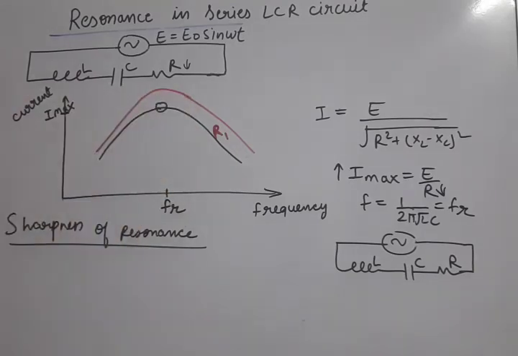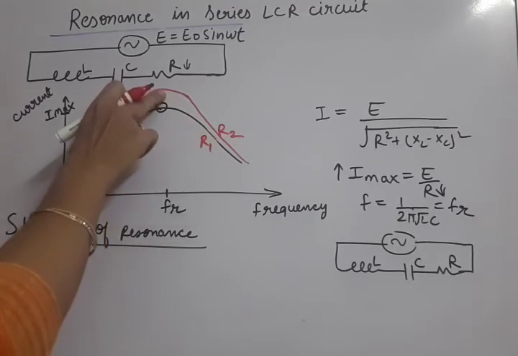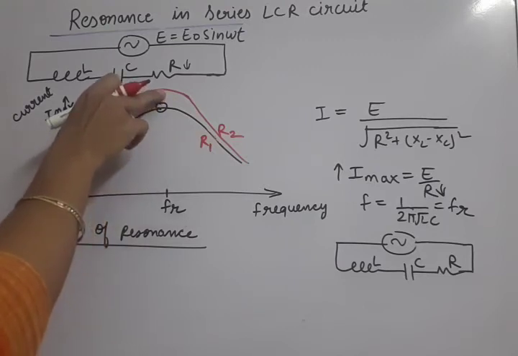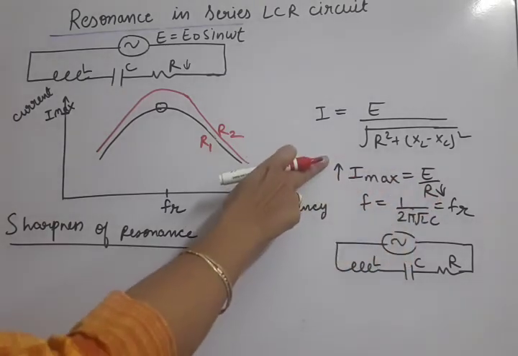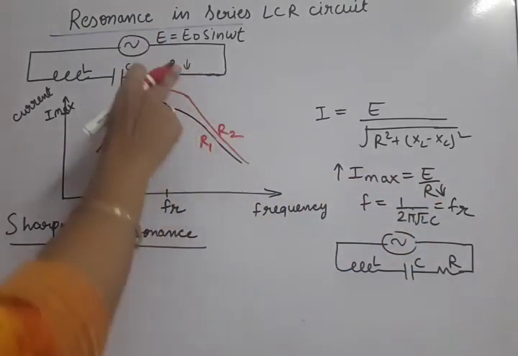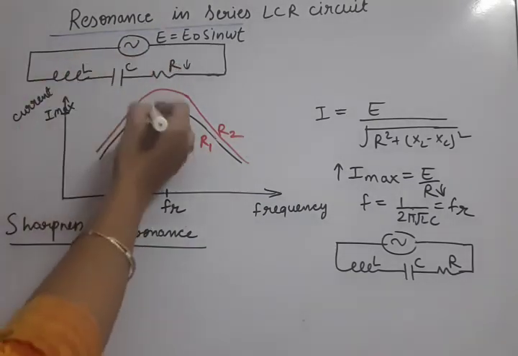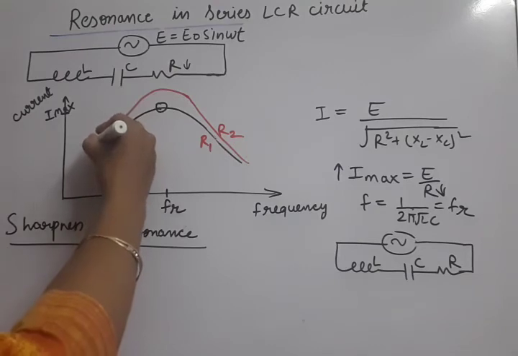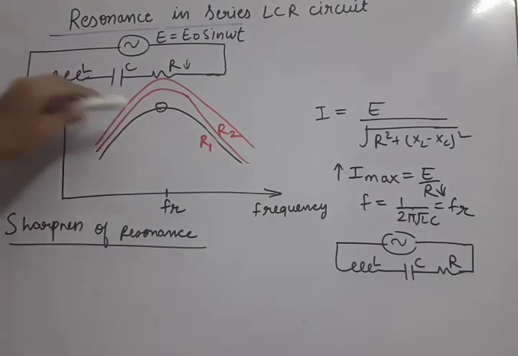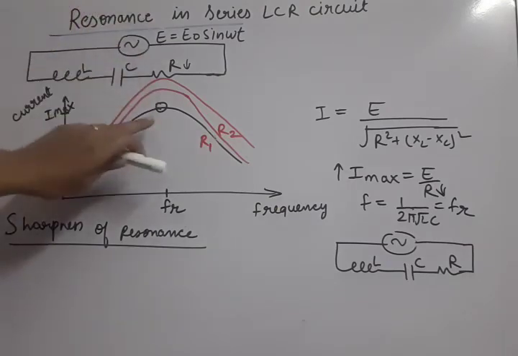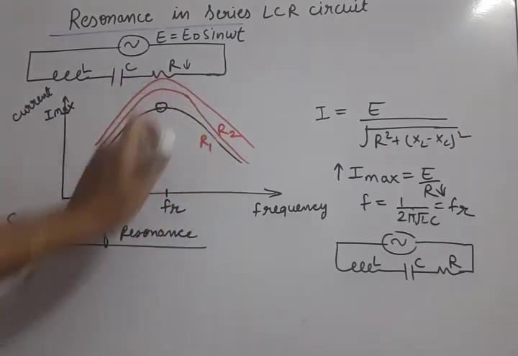Let me make it better. So this graph has become sharp. You can see here what I have done. I have reduced the resistance value, so the I max value is increased. In the same manner, if I keep on decreasing the resistance, my maximum current will keep on increasing. This way we will get a number of graphs. The graph shape will remain this curve only, but the peak will continuously increase.